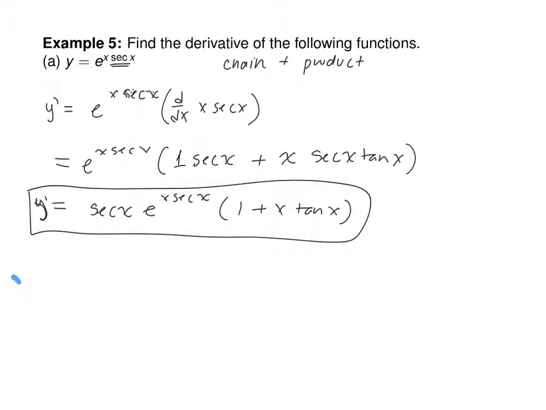The secant x, this whole thing, that's the product rule. Does that make sense? Okay, great. The chain rule is the fact that we multiply that derivative in the first place. Does that make sense? Okay.